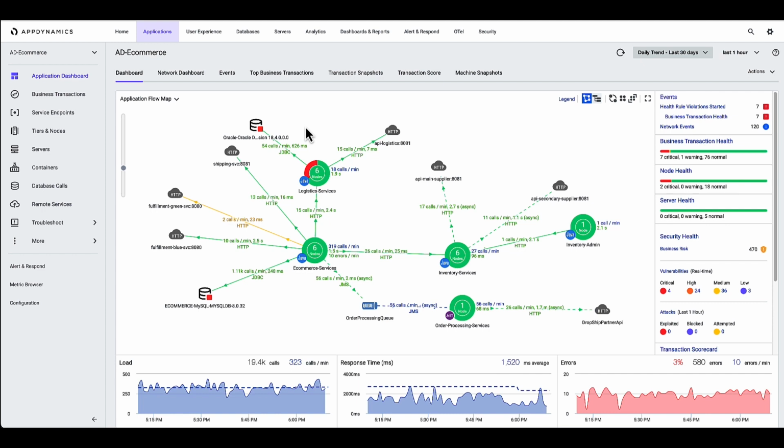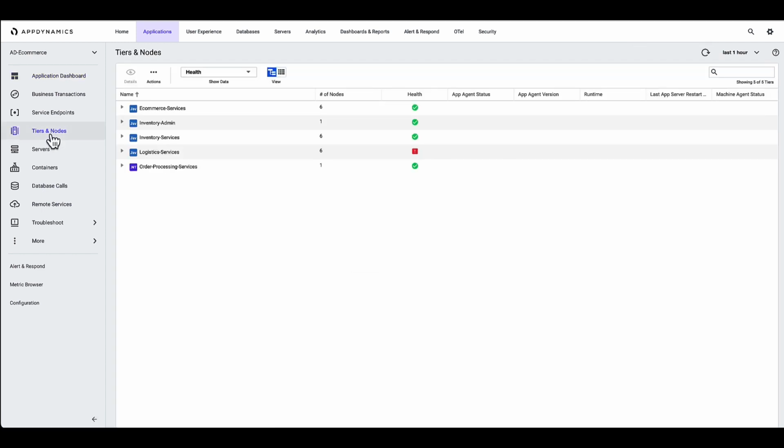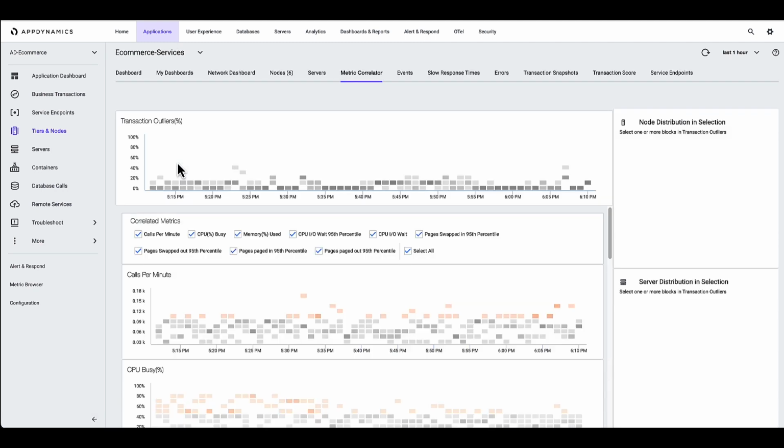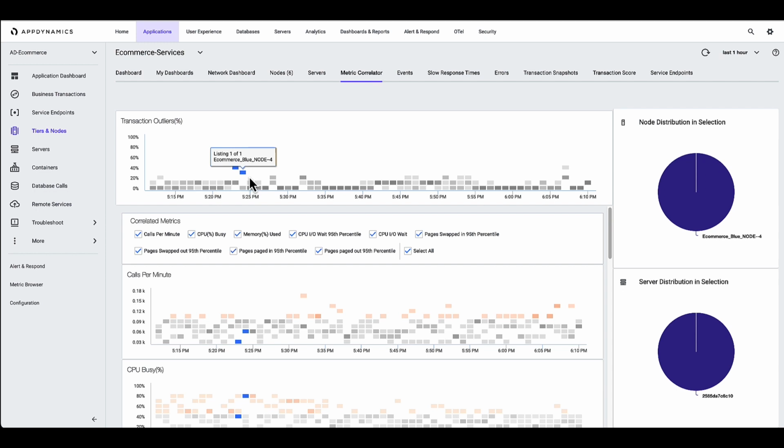The tier metric correlator starts by identifying outlier band transactions because they are the key to understanding how other metric outliers affect the users of the application. Analyzing the e-commerce services tier in our demo app, we see two transaction outlier groups whose response times are significantly outside the norm for that tier. By selecting these outliers on the heat map, AppDynamics automatically correlates the transactions to the servers suffering performance degradation and to the key metrics for further troubleshooting.